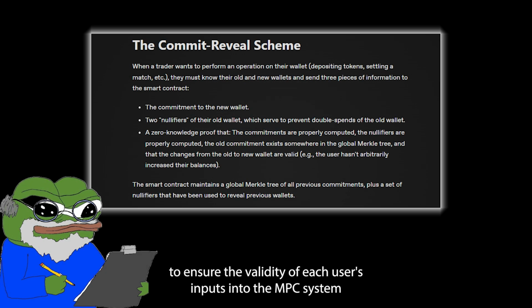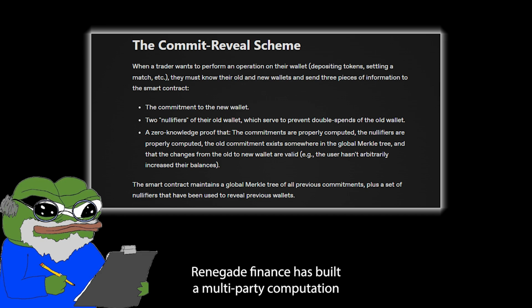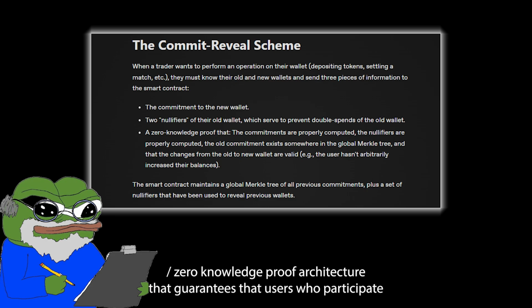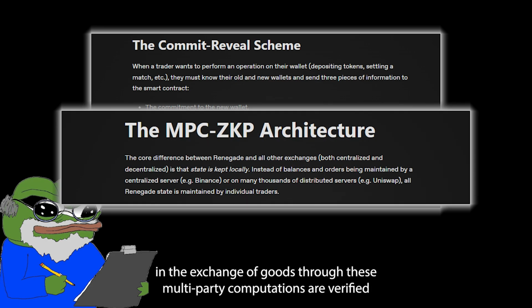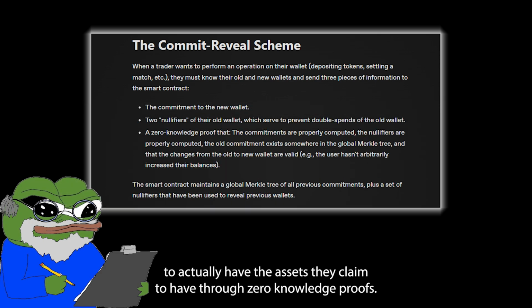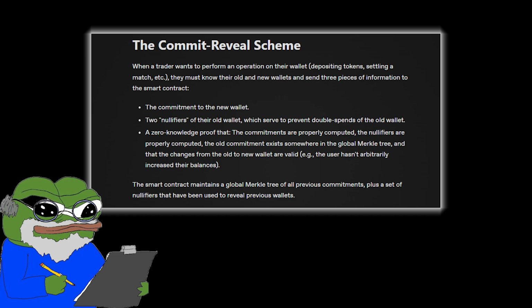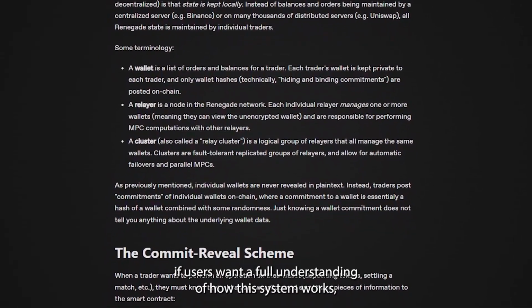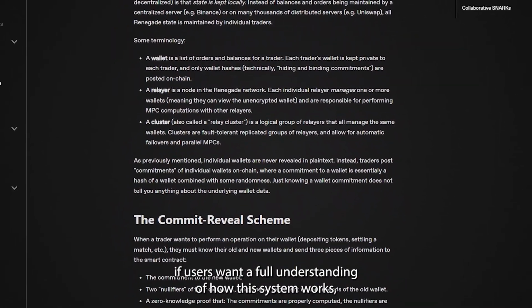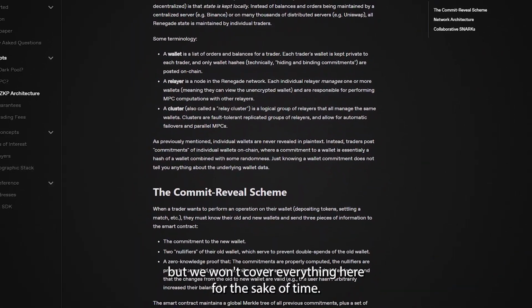To ensure the validity of each user's inputs into the MPC system, Renegade Finance has built a multi-party computation/zero-knowledge proof architecture that guarantees that users who participate in the exchange of goods through these multi-party computations are verified to actually have the assets they claim to have through zero-knowledge proofs. The full in-depth architecture is available to read about in their docs if users want a full understanding of how this system works, but we won't cover everything here for the sake of time.